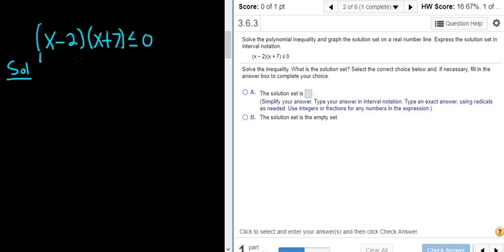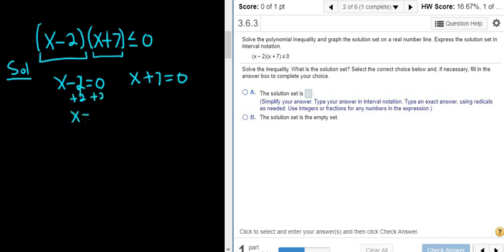Then we set each piece equal to 0. So x minus 2 equals 0, x plus 7 equals 0, and you solve for x. In the first case, we add 2 to both sides. That gives us x equals 2. And here we subtract 7 from both sides, and that gives us x equals negative 7.